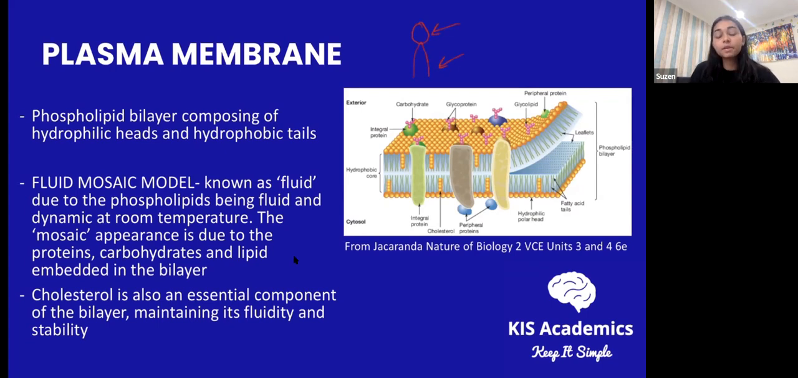There's a fluid mosaic model as well, and it is known as fluid because the structure is very dynamic. It's constantly moving, and the phospholipids are also liquid at this state, at room temperature. And the mosaic appearance is due to the carbohydrates and all the proteins embedded throughout the bilayer. Another essential component of our plasma membrane is cholesterol. So cholesterol is these little things that are studded throughout the membrane, and their main function is to provide stability and fluidity to the membrane. In hot temperatures, it prevents the membrane from being too liquidy, and in cold temperatures, it prevents the membrane from being too rigid. So that's pretty much all for the plasma membrane.